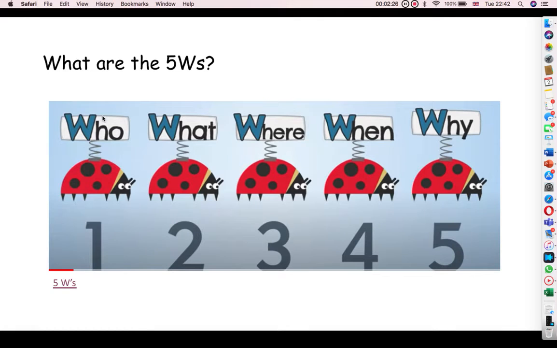So let's recap quickly. What are the 5 W's? Who is the story about? Then we have what is the story about, or what is happening in the story. Where, and that's the setting, where the story is taking place. When, that's the time, so what time, what day, what year the story is taking place. And why, whatever's happening, why is it happening.